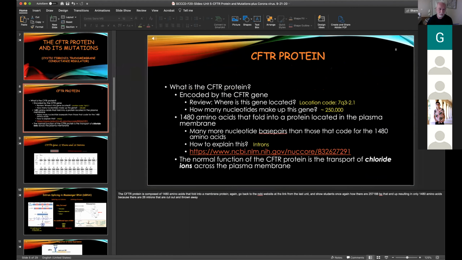What is the CFTR protein? Well, as I said, the acronym stands for cystic fibrosis transmembrane conductance regulator. The protein is encoded by a gene called CFTR, and it has a specific location on a chromosome. We talked about this a couple of lectures ago, what the chromosomal code means. And here you see the code for CFTR.